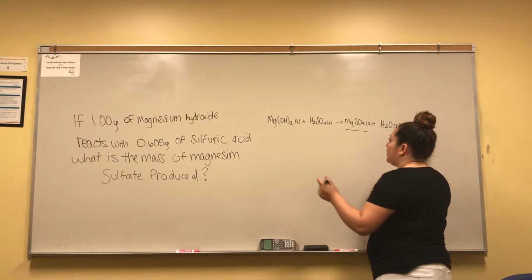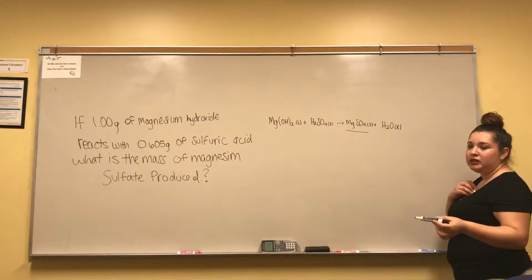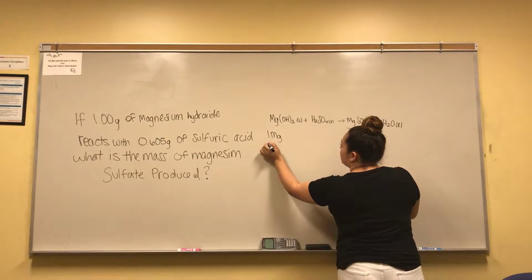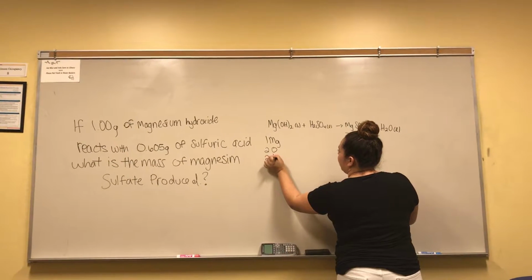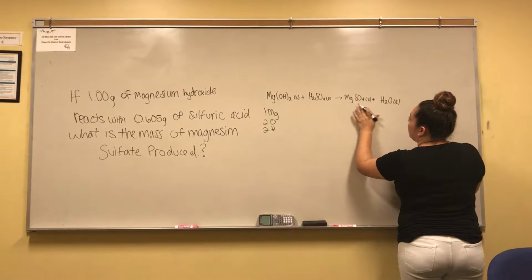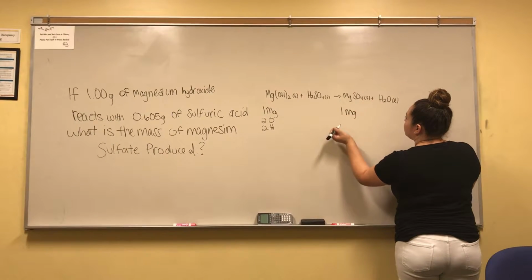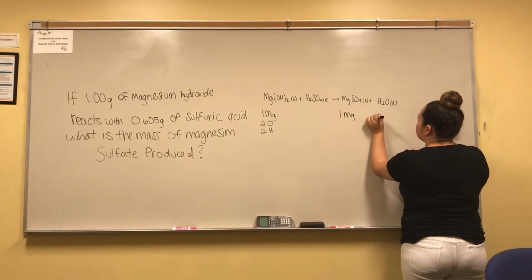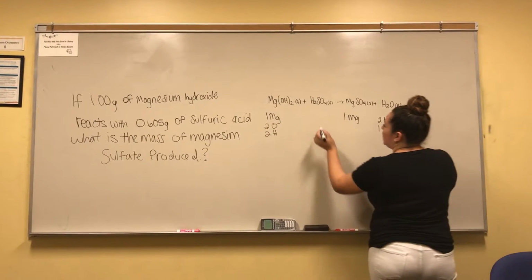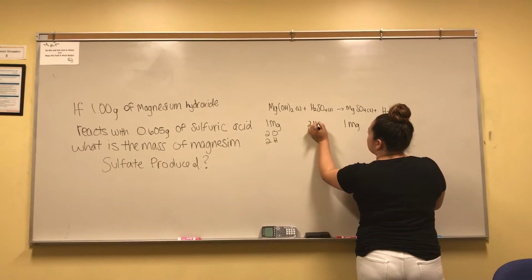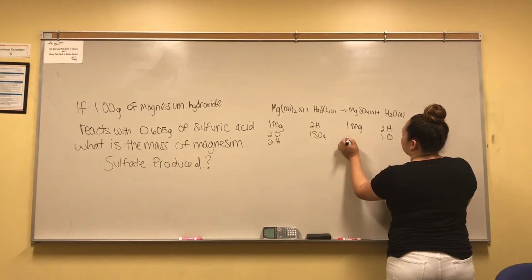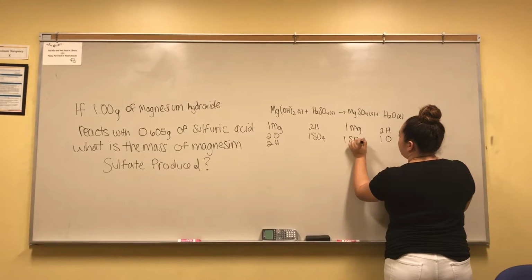So first, we want to make sure that our equation is balanced, and here we have 1 magnesium, 2 oxygens, and 2 hydrogens, and here on this side we have 1 magnesium and 2 hydrogens and 1 oxygen. And here we have 2 hydrogens and 1 sulfate. And here we have 1 sulfate.